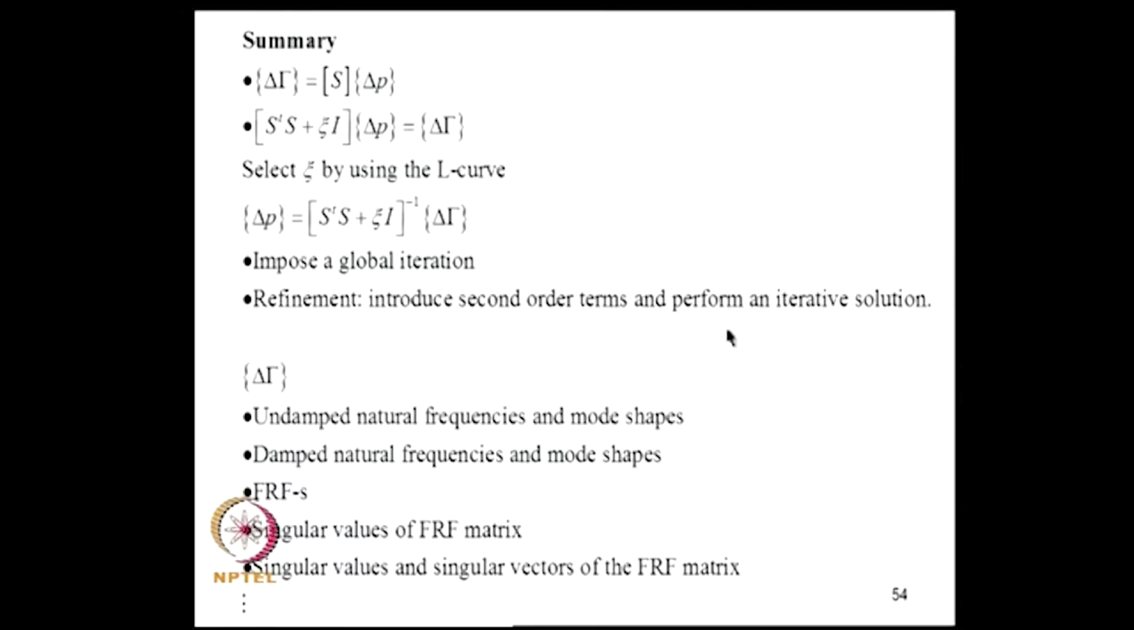Now a refinement on this would be to introduce second order terms in the Taylor's expansion. Again we can retain all these ingredients, regularization and global iteration. This delta gamma, as we have seen, can use undamped natural frequencies and mode shapes, damped natural frequencies and mode shapes, FRFs, singular values of the FRF matrix. You can of course include singular values and singular vectors of the FRF matrix, and the question of at what frequencies you would like to include this arises, which can be handled. There are a few issues associated with that.